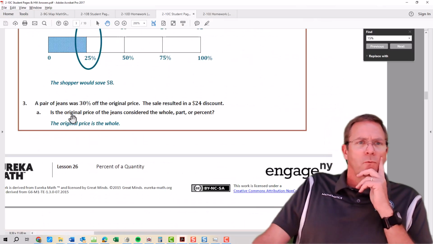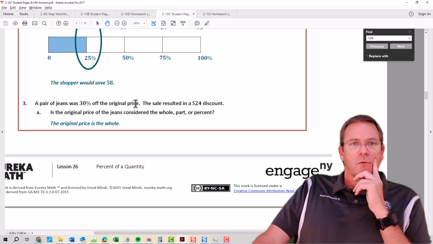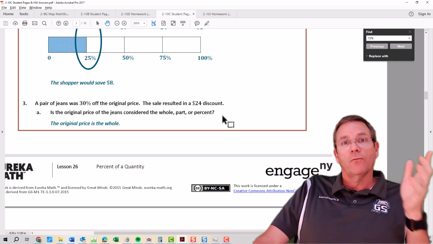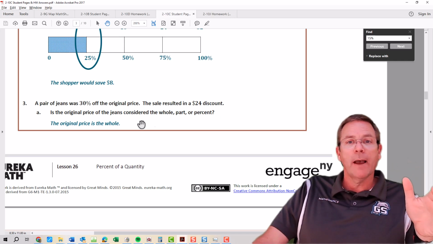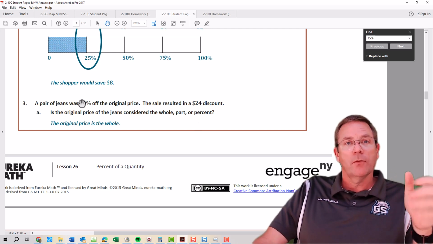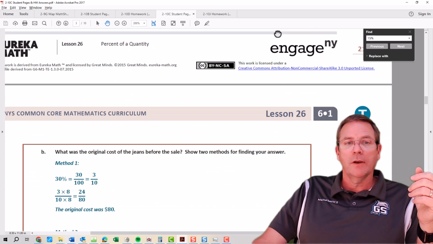For question 3, they said a pair of jeans was 30% off the original price. The sale resulted in a $24 discount. Is the original price going to be considered the part, the whole, or the percent? Well, the original price is the whole amount. The $24 is the part of the whole that was saved. And the 30%, that of course is going to be your percent.